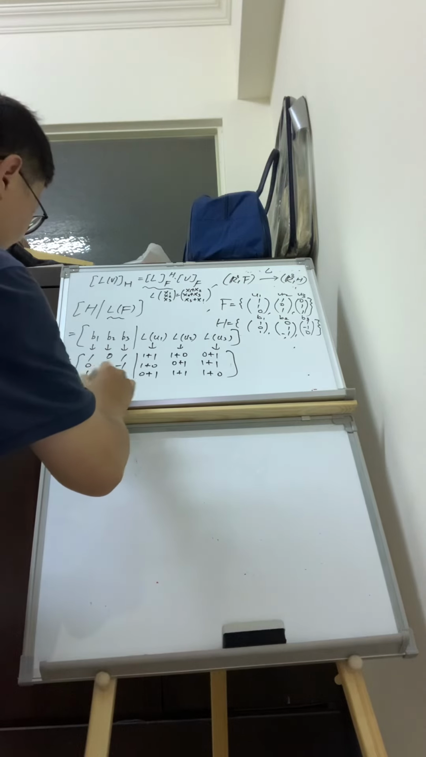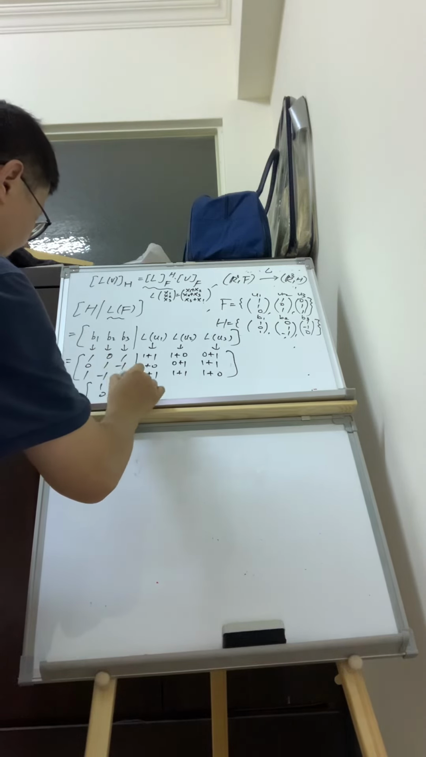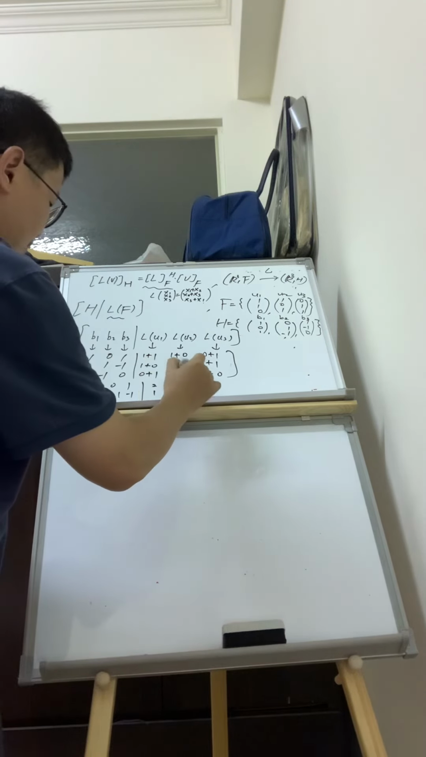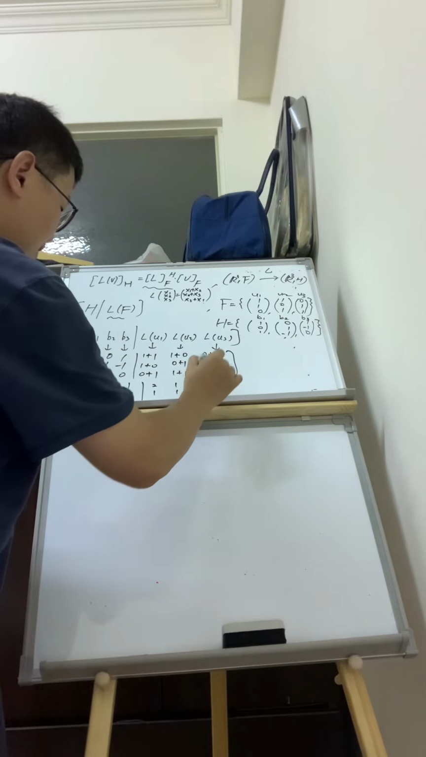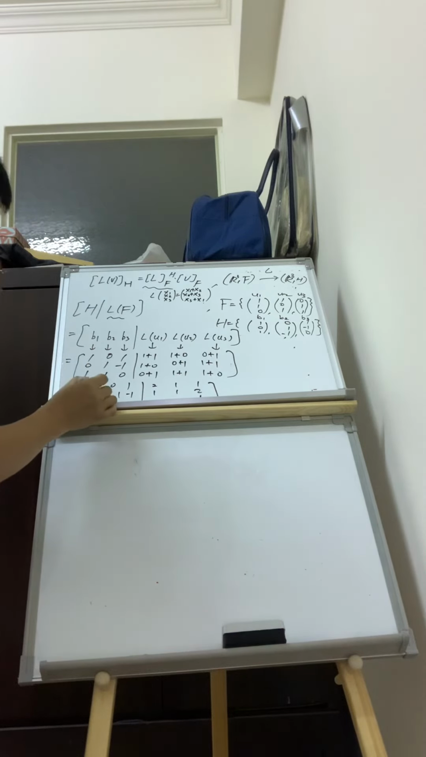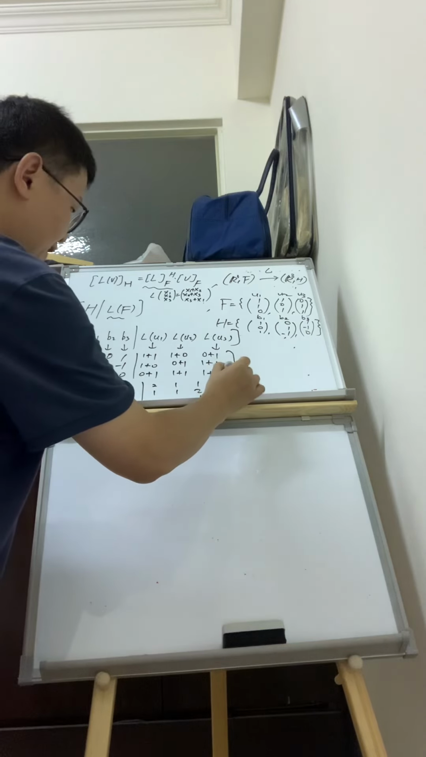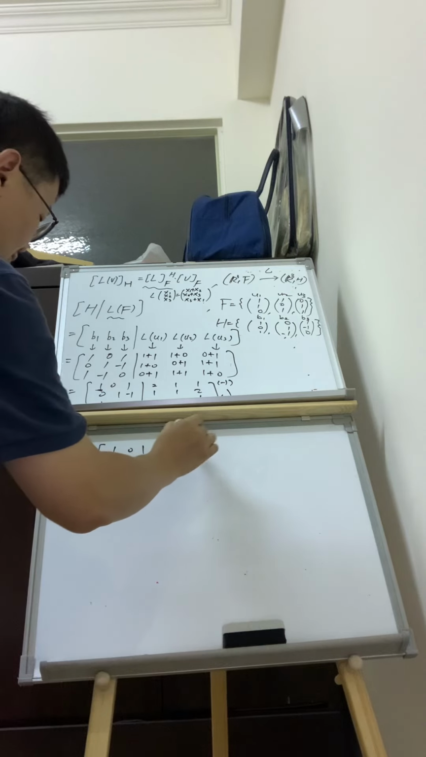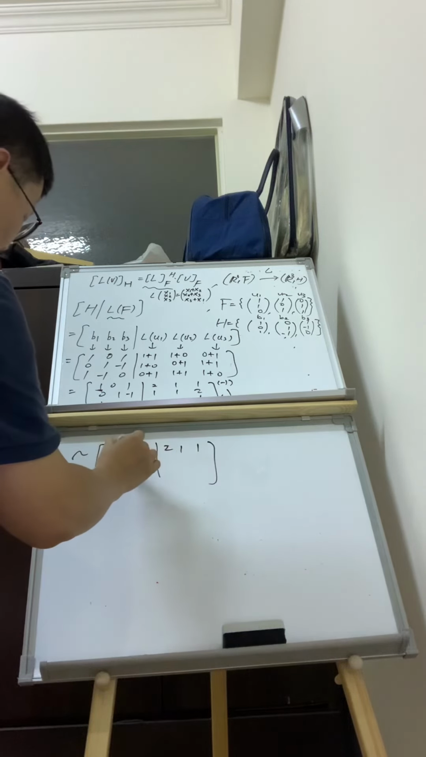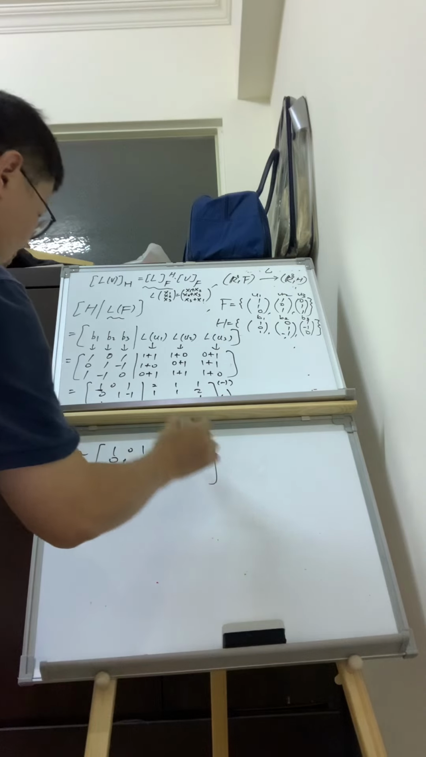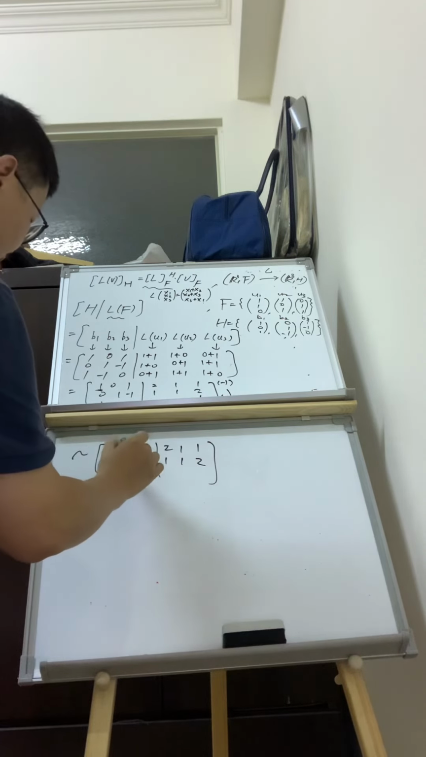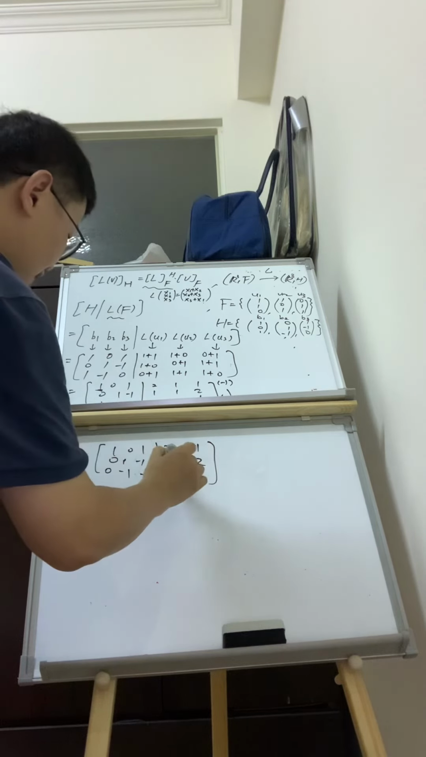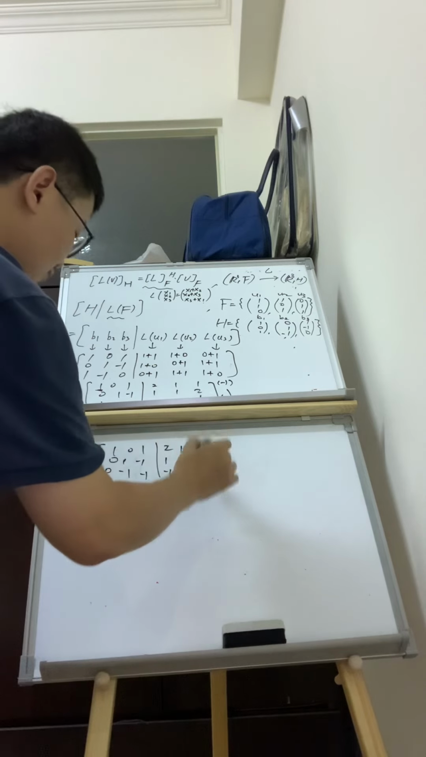Okay, so let me write down each term. 0, 1, negative 1, 1, negative 1, 0. Let me check it. Yeah. So it's 2, 1, 1, 1, 1, 2, 1, 2, 1. So we should use this 1 to cancel this 1, so multiply negative 1 to the last row. So you will get 1, 0, 1, 2, 1, 1. So it's 0, 1, negative 1, 1, 1, 2. So it's 0, negative 1, negative 1. 1 subtract 2 is negative 1, 2 subtract 1 is 1, 1 subtract 1 is 0.